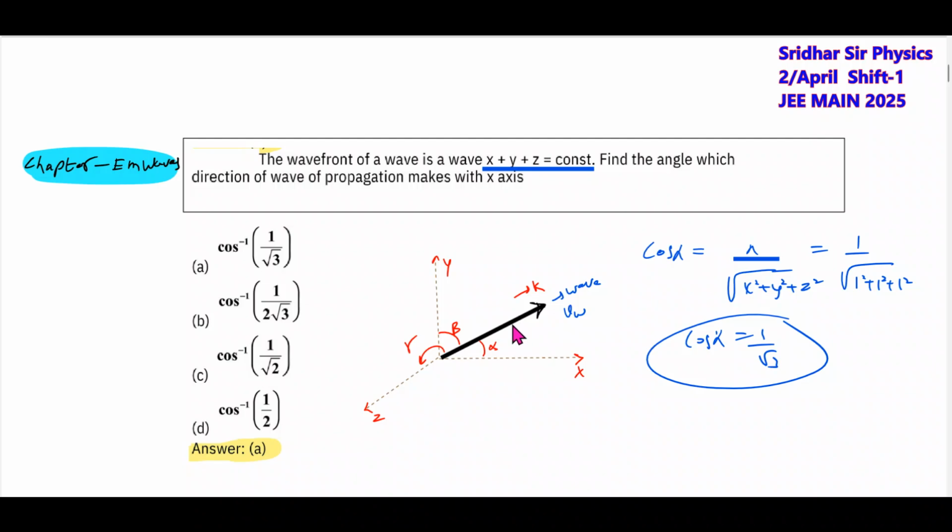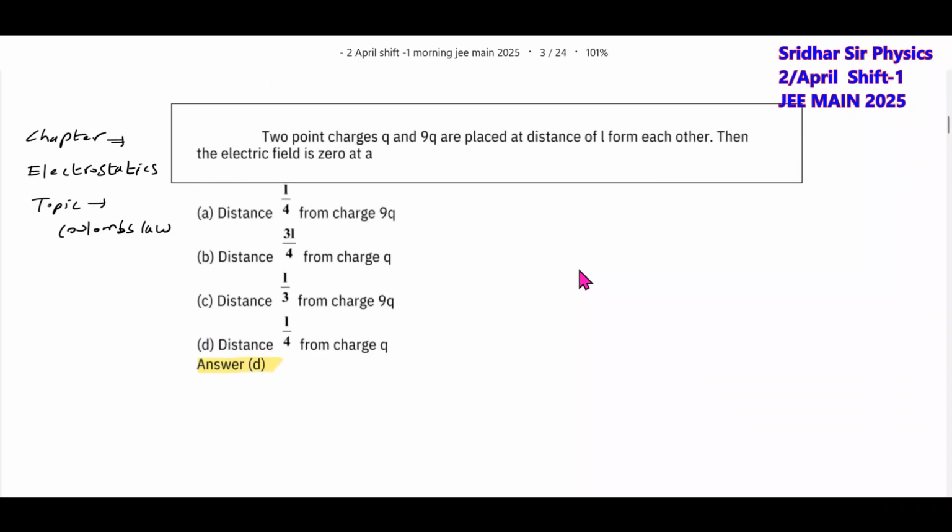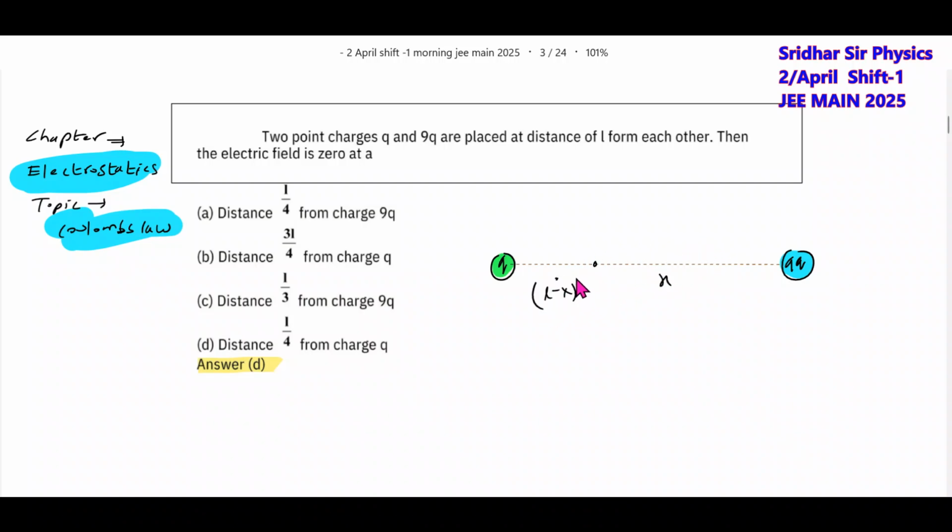We take the next question. This will be about electrostatics. The problem is based on Coulomb's law. Two point charges Q and 9Q are placed at distance L from each other. Then the electric field is 0 at. So we have the two charges here. One charge is Q, other is 9Q. Now where the electric field will be 0 is asked. Somewhere here, we'll take it far away from this. This will be x, this will be L minus x.